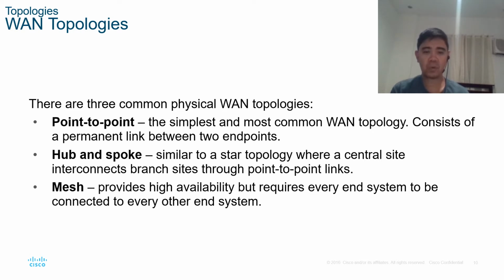In hub and spoke, it's similar to a star. In a star topology, you have a central device, and these central devices are where other nodes are connected. One good example of a hub is this legacy wide area network technology we call frame relay.